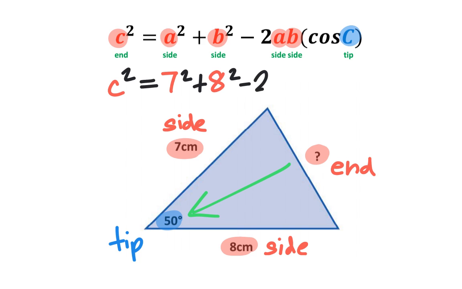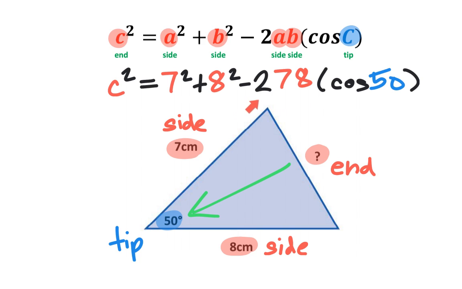The subtract 2 stays exactly the same. I'm going to replace A with the number 7 and B with the number 8 once again. I'm going to leave the bracket over here, and I'm going to replace capital C with 50 degrees. Now this looks a little bit strange. This looks like negative 278. It's not actually negative 278.